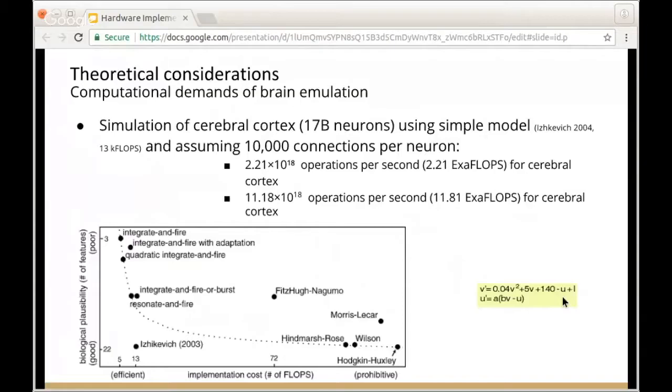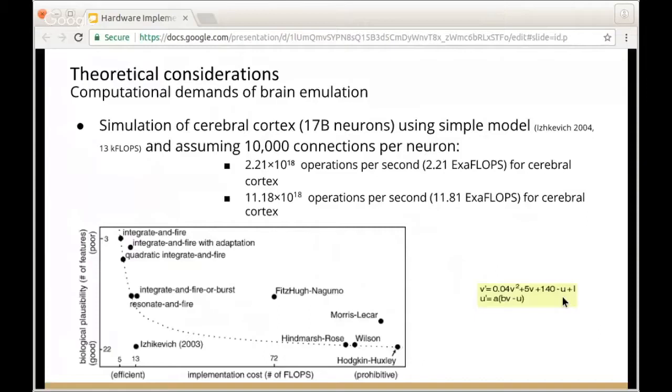Let's imagine that we're using this model and we have just 17 billion neurons, which equals almost the number of neurons that we have in the cerebral cortex. And we want to run a simulation. If we consider that each neuron has 10,000 synaptic connections, at the end of the day, we will need something like 2.2 exaflops for just simulating the cerebral cortex.